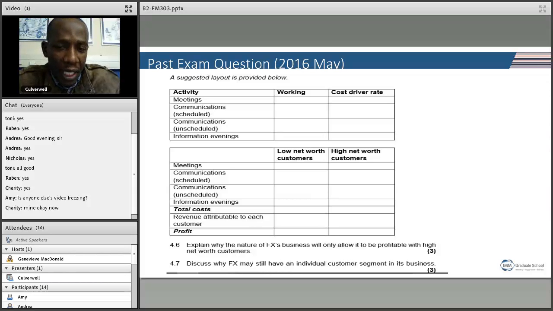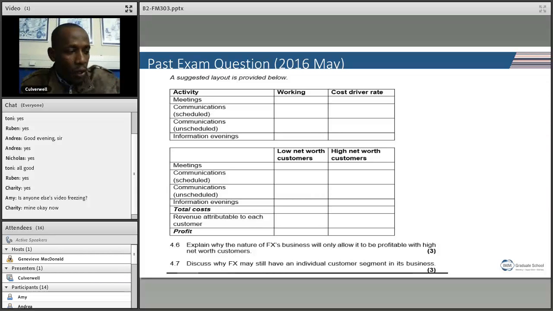So if I'm looking at meetings, the interpretation of a cost driver rate is how much is it costing us to hold one meeting. If I'm looking at communication schedule, my cost driver rate is per each communication that was scheduled, how much is the company incurring towards that. That's what we refer to as your cost driver rates.